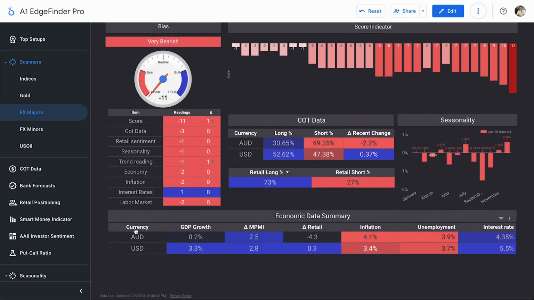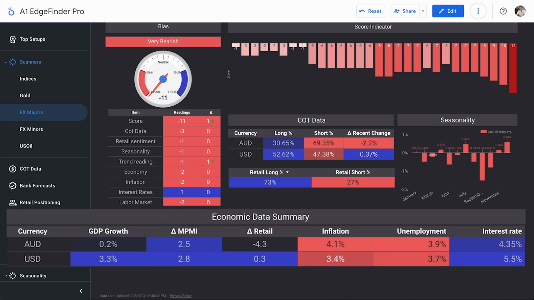So we already went over all those Australian dollar numbers when we went over pound Aussie. So I'll just read off these US dollar numbers. Currently, we have 3.3% GDP growth, 2.8 MPMI, 0.3 for retail, 3.4 inflation, 3.7 unemployment. That's actually a brand new number that came out today on Friday with that NFP report.